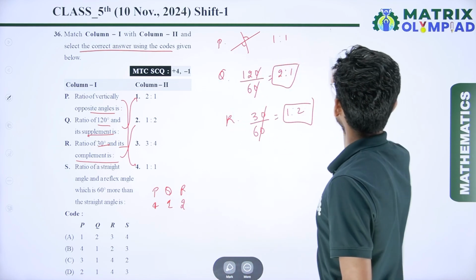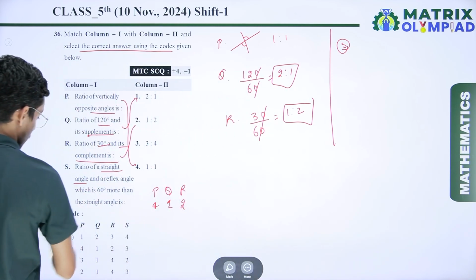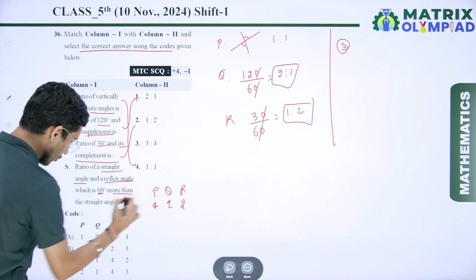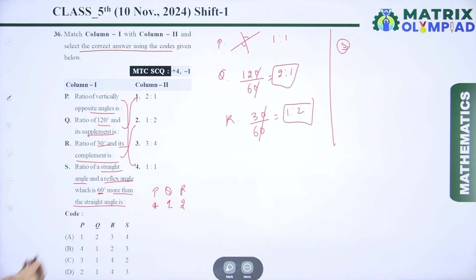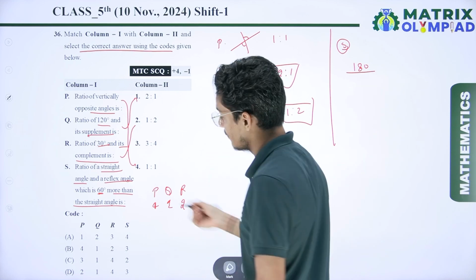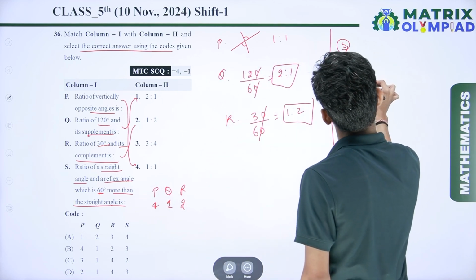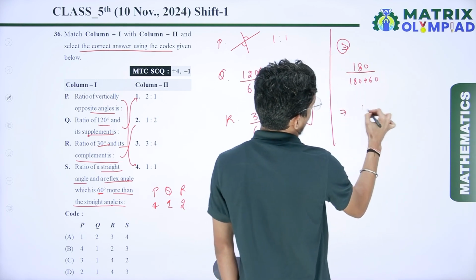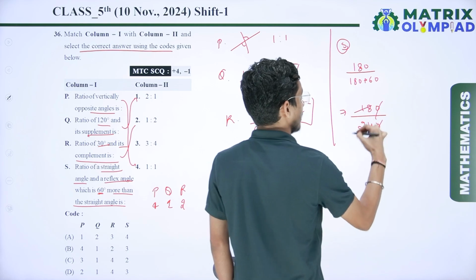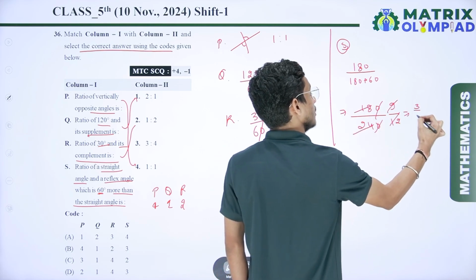If I talk about S, that is the ratio of a straight angle and a reflex angle which is 60 degrees more than the straight angle. We know the straight angle is 180 degrees, and the reflex angle is 60 degrees more than the straight angle, so 180 plus 60. So here I can write 180 upon 240. Zero and zero cancel out, so I get 18 upon 24, and cutting again, I get 3:4.